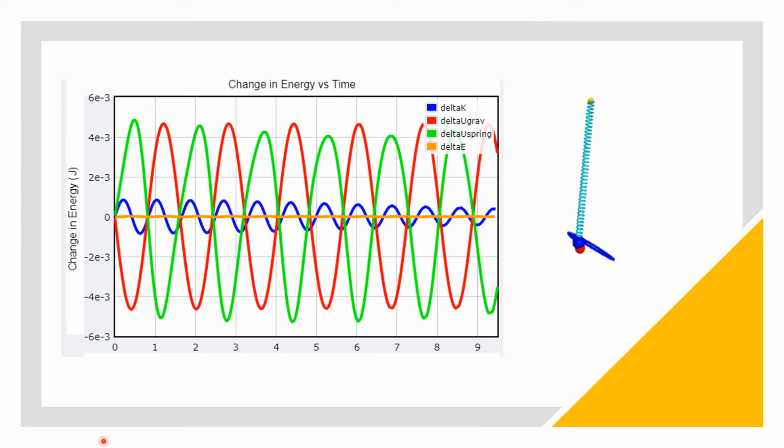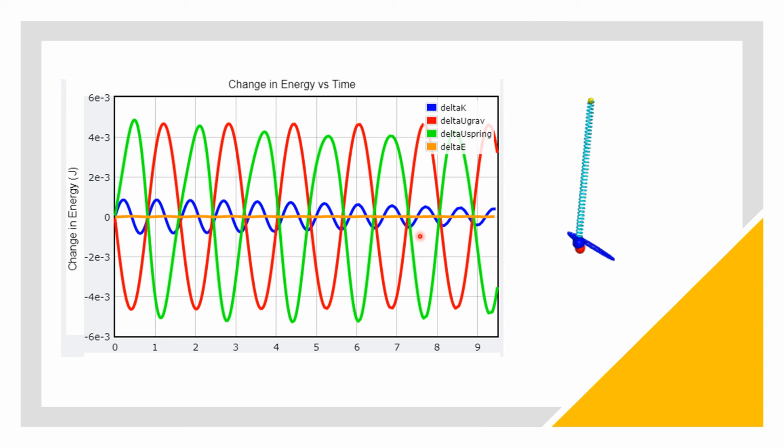When we run the code, we see how the energies oscillate. Specifically, the changes in gravitational potential energy and spring potential energy have the same sizes, but they're in opposite directions. So when U grav increases, U spring decreases, and vice versa. We can also see that the changes in kinetic energy oscillate twice as fast as the potential energies. And if you look at the yellow line here, the total change in energy stays at 0 throughout the motion.